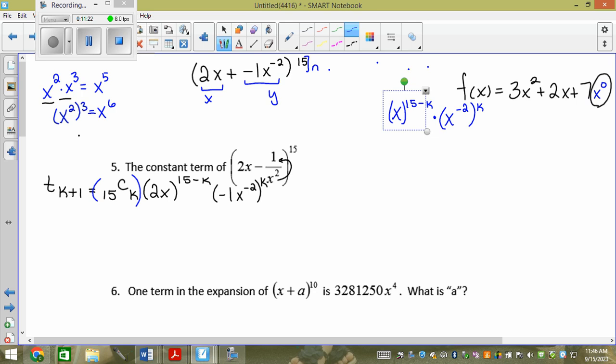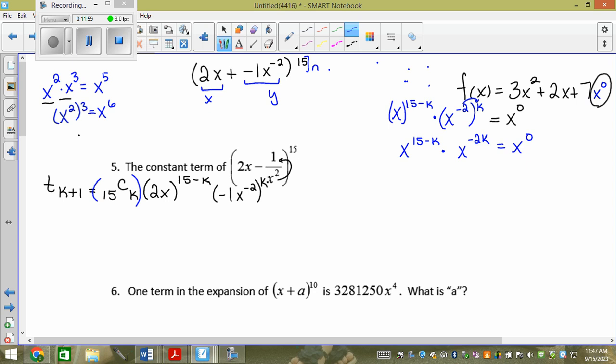Now, what do I need that to equal in the end to find the constant? X to the 0. So I need that to equal x to the 0 to find the constant, do I not? Okay, well let's just start solving to figure out what that k needs to be in order for that to happen. So here I'm going to have x to the 15 minus k, and this one I have to remember to distribute. If there was like a squared in here, I'd have to put it to the 15 and to the k. Remember, you have to distribute it through. So it's x to the 15 minus k, and then x to the negative 2k equals x to the 0.